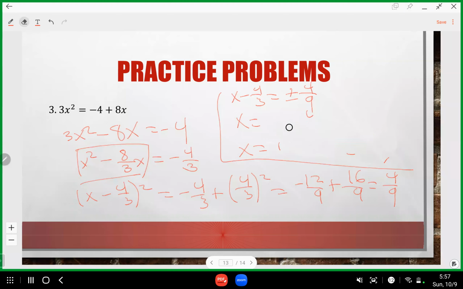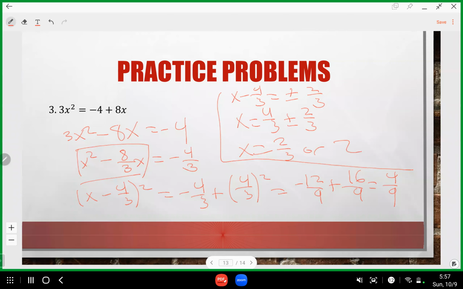So you forgot to do the square root, so don't do that. It's going to be plus or minus 2/3. All right, there we go. And x is going to be equal to 4 over 3 plus or minus 2/3. That's going to be equal to 2/3 or 2. All right, so those are our two answers.